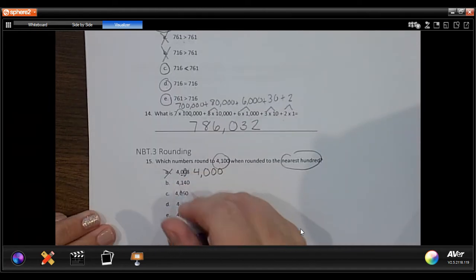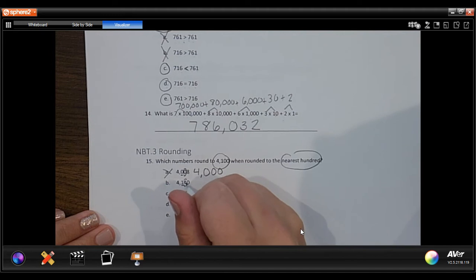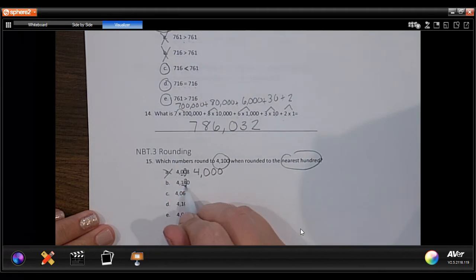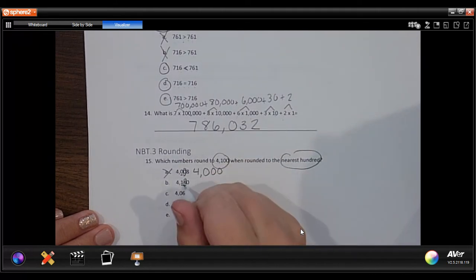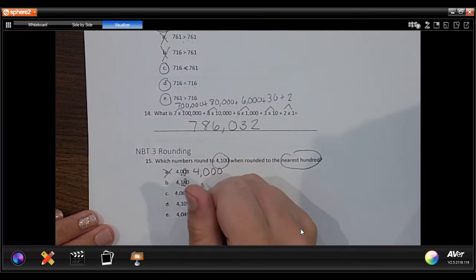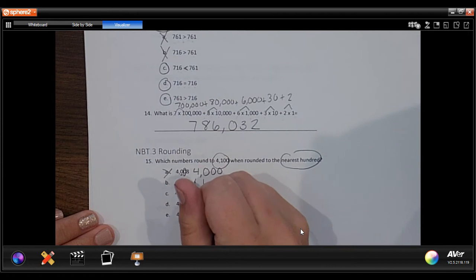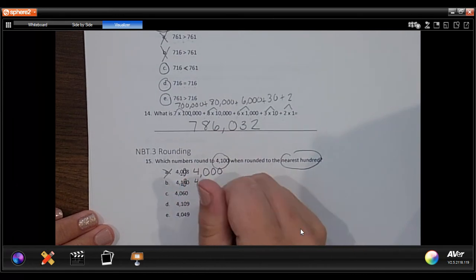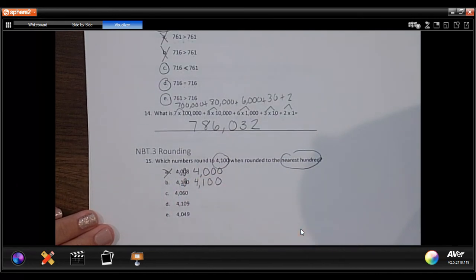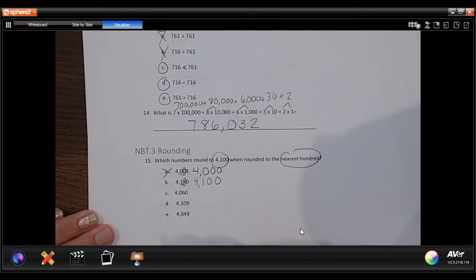Next, B, 4,140. I'm going to underline the hundreds place, circle the place next door, look at the place next door. The place next door is a 4. That's from 0 to 4, so the 1 will stay the same. My digits to the left stay the same, and my digits to the right become zeros. So my answer for when that's rounded to the nearest hundred is 4,100, which is the number I'm looking for. So I will circle B.